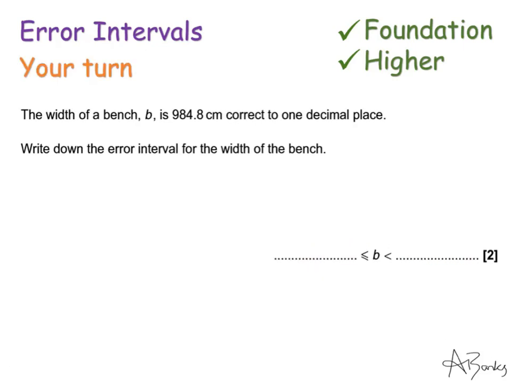Here's a question for you to try. This one they've given it in a bit of a context, but it's just the same thing, and it's to 1 decimal place this time. They want to know the error interval for the width of the bench. And this one they've actually set it up for you as well with the B in the centre and the inequality symbol. So you just need to figure out what values are your lower bounds and your upper bounds. If you pause the video, you can unpause when you're ready to see the solutions.